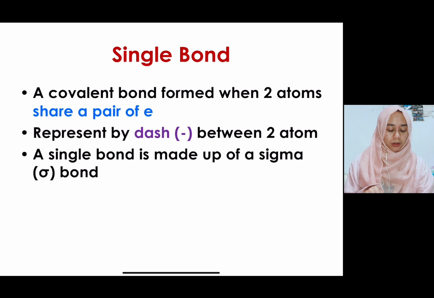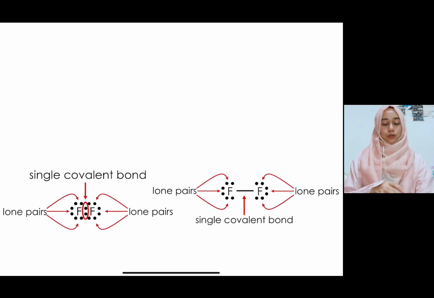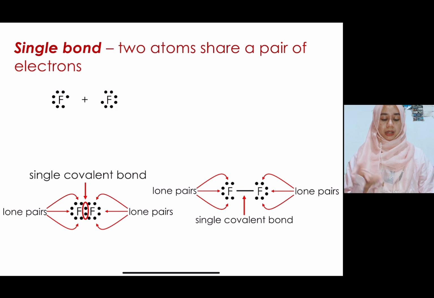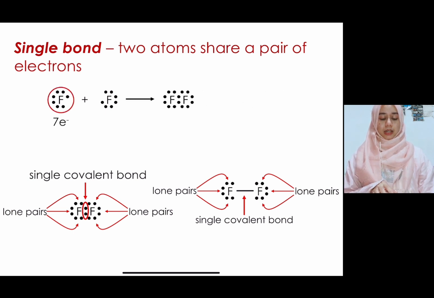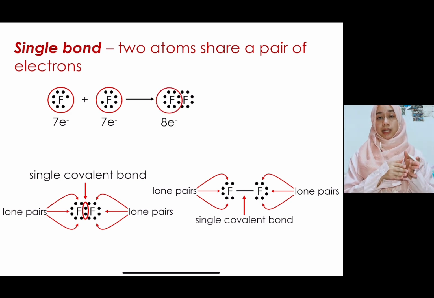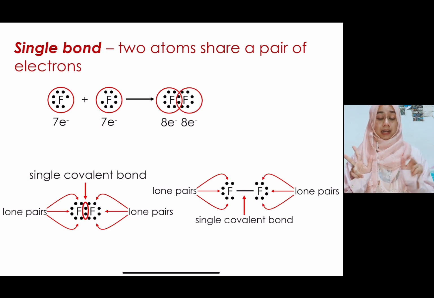Okay, so for example here we have HCl and HF, tapi kat sini Miss nak tunjuk guna fluorine. Okay, so single bond when 2 atoms share a pair of electrons. So let's say kita ambil fluorine macam yang Miss tunjuk tadi lah, kamu akan dapat hasilkan yang ni. So basically initially fluorine ada 7 valence electron kan. Yang sebelah kanan tu pun ada 7 valence electron. But once they share, what you are going to have is elektron sebelah kiri now ada 8 valence electron. Even yang sebelah kanan pun akan ada 8 valence electron juga.